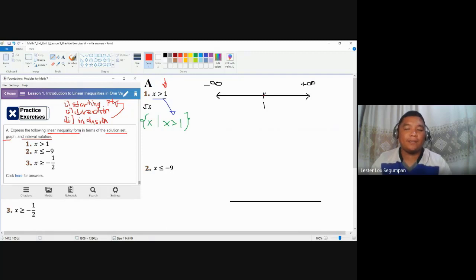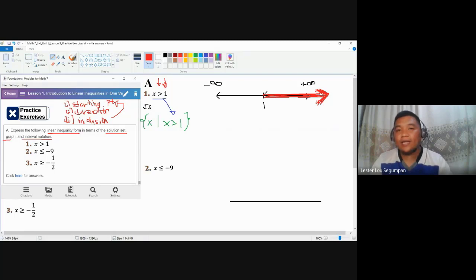As part of our step 2, direction, it is determined by the linear inequality symbol. It tells us about greater than, and it's pointing to the right. So from here, we shade everything to the right. Do not forget to place an arrowhead because this means it goes towards infinity and doesn't end. That's our graph.